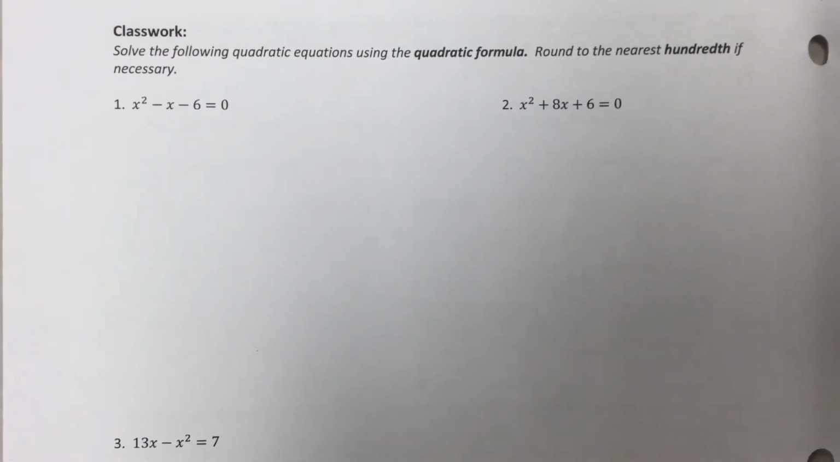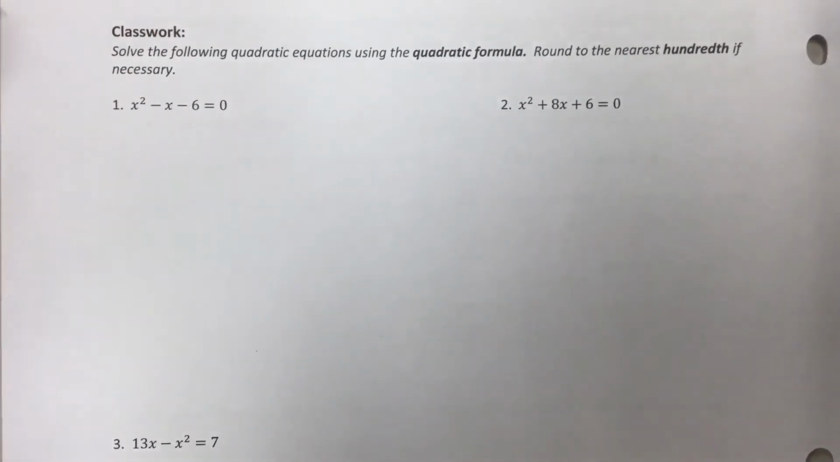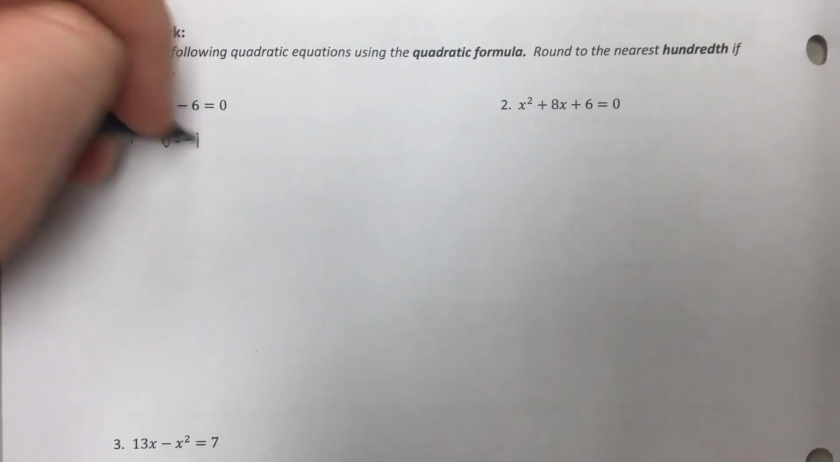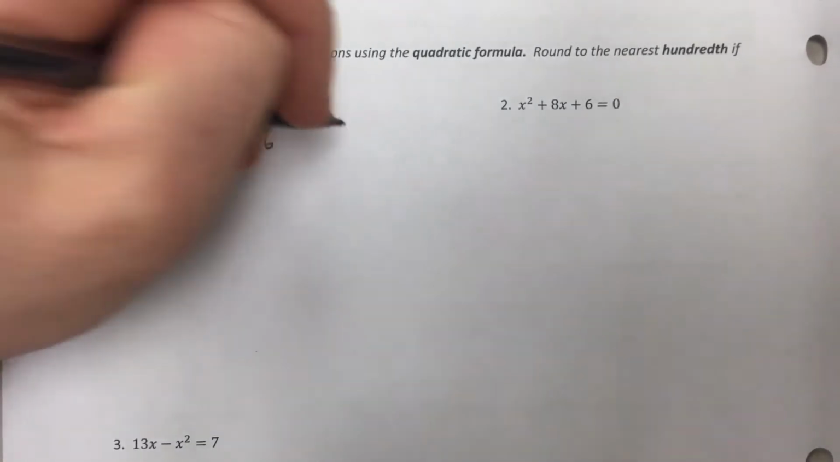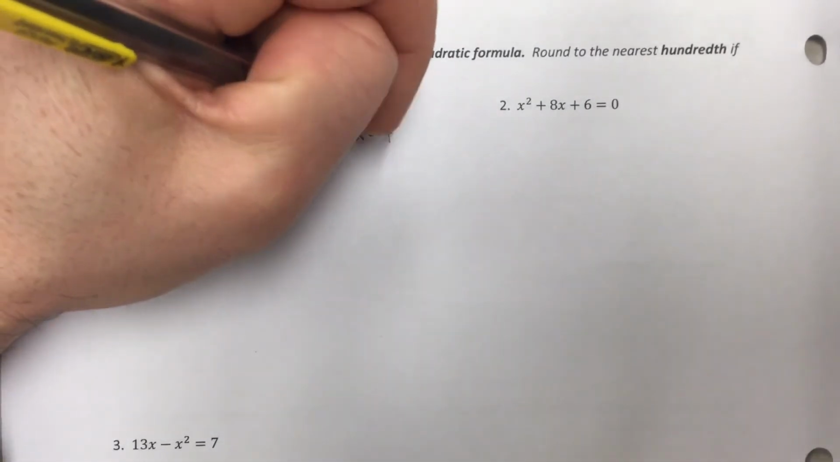All right, we'll do 2 other examples. So here's some more classwork. This is already set equal to 0. That's step 1. So we have a equals 1, b equals negative 1, c equals negative 6. And I'm just going to write our quadratic formula right in the middle here so I don't have to write it every single time.